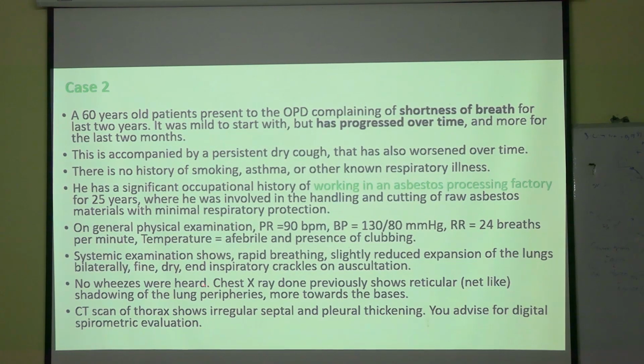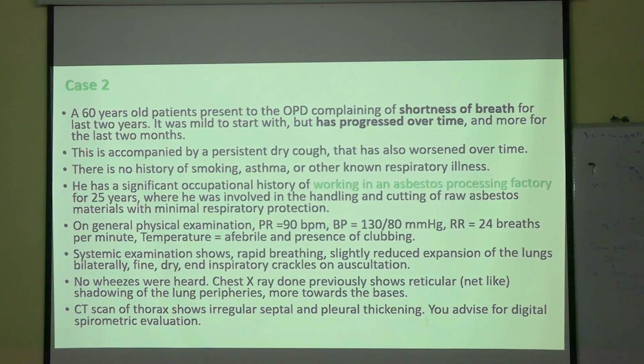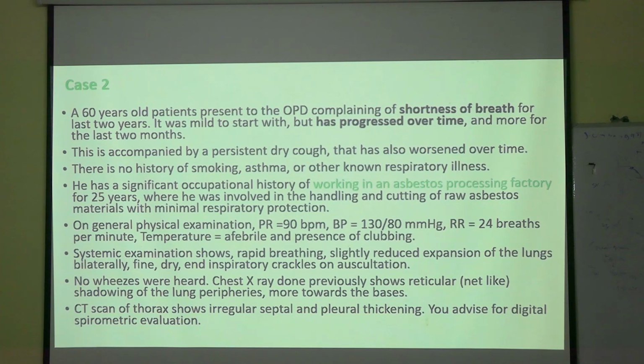Now chest X-ray, as previously, shows reticular shadowing of the lung peripheries, more toward the base. CT scan of the thorax shows irregular septal and pleural thickenings. Now, the subject is advised for digital spirometric evaluation. First, we will try to extract the most important information from this particular case.